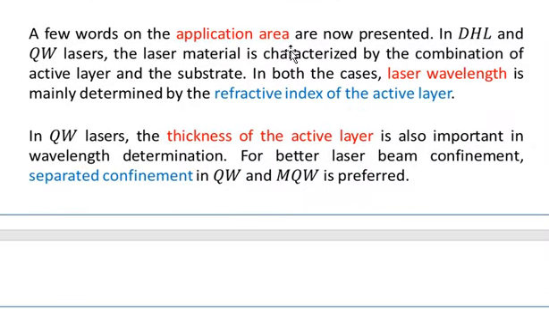A few words on the application area are now presented. In DHL and quantum well lasers, the laser material is characterized by the combination of active layer and the substrate. In both cases, laser wavelength is mainly determined by the refractive index of the active layer. In quantum well lasers, the thickness of the active layer is also important in the wavelength determination. For better laser beam confinement, separated confinement in quantum well and multi-quantum well is preferred.